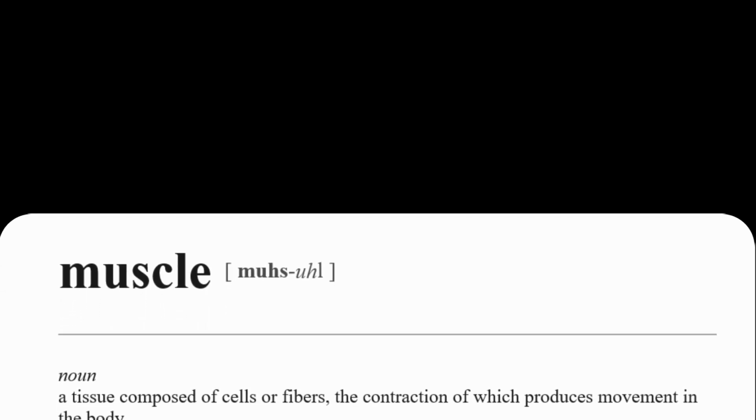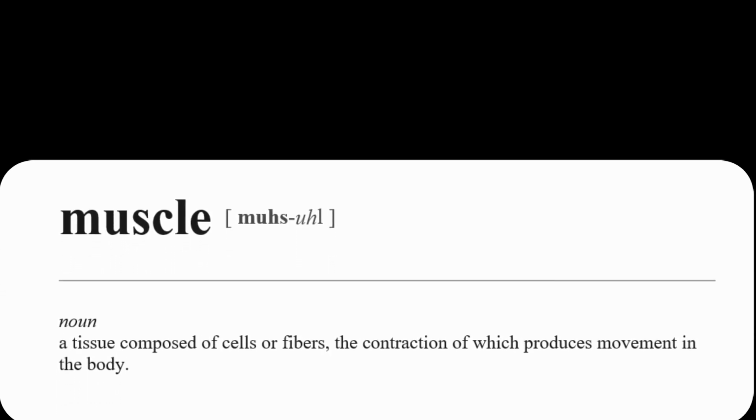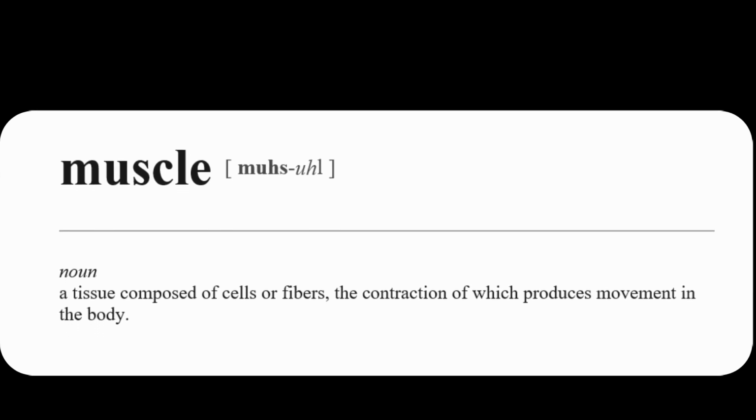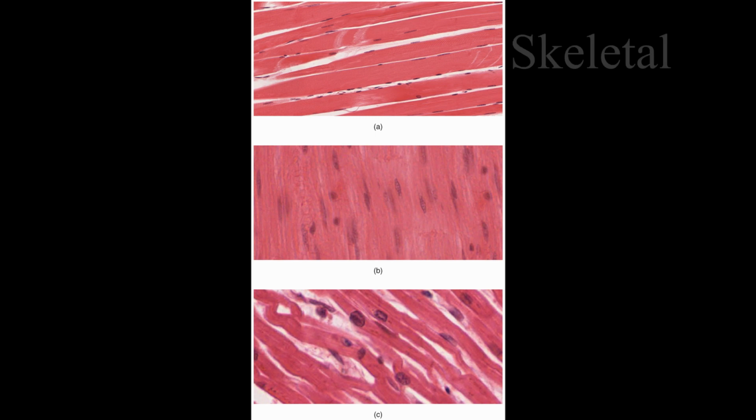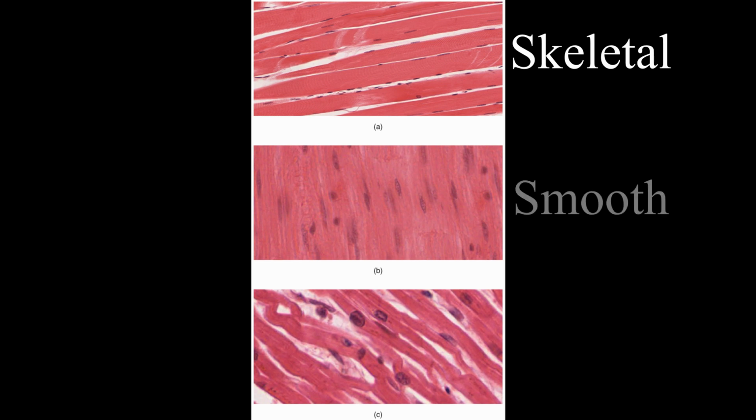Let's get to it. A definition of muscle that most people are probably familiar with is a tissue composed of cells or fibers, the contraction of which produces movement in the body. Now, this is the definition of skeletal muscle, also known as voluntary muscle, which is what we will be talking about today for simplicity's sake. But we also have smooth muscle, sometimes called involuntary muscle, and cardiac muscle. These muscle types all vary in structure and function.